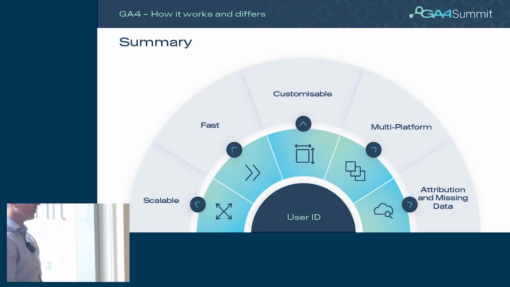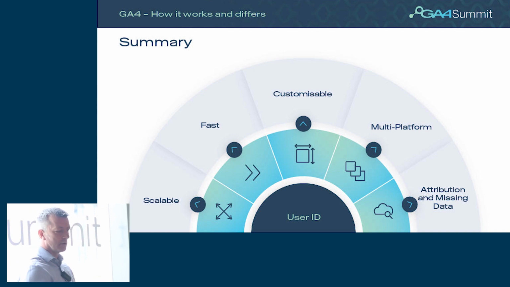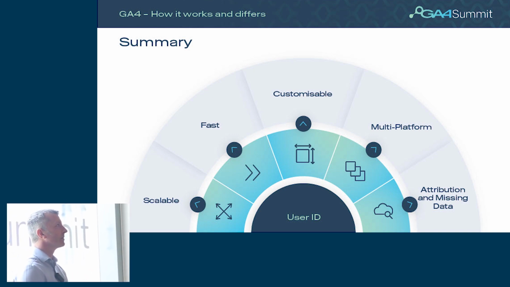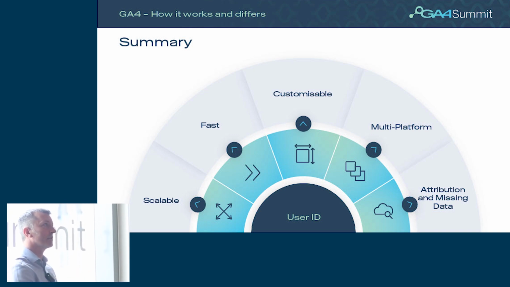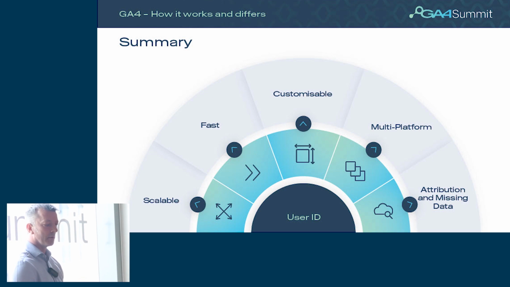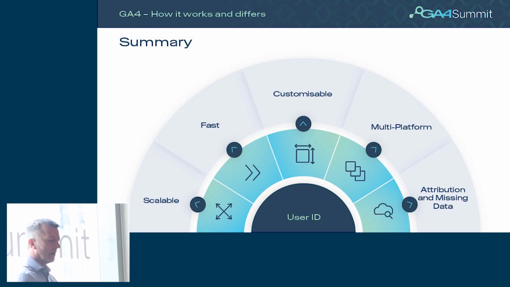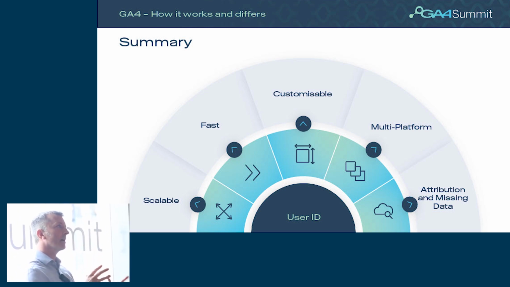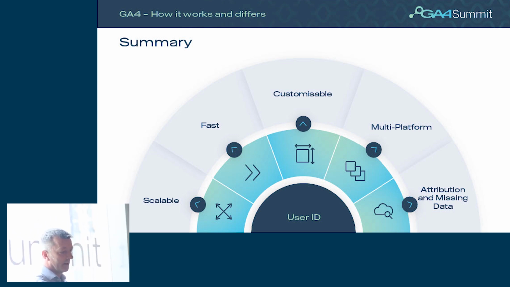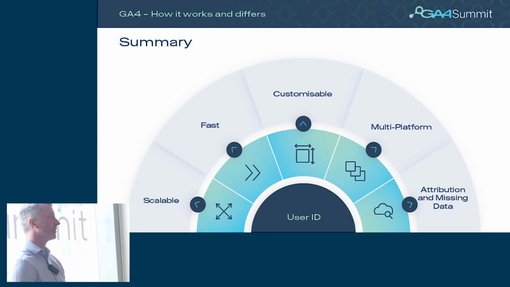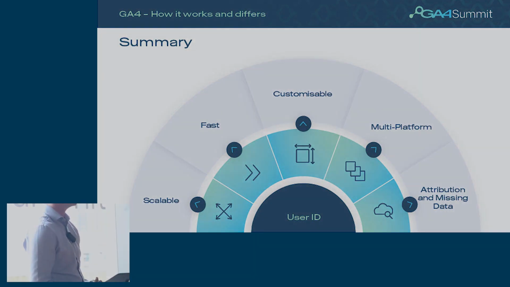So yeah, just a quick summary on those key differences. There's a lot of differences, but there's the key ones I've touched on and how they tackle the challenges that we're up against these days. It's more scalable, it's faster in how it works. It's a customizable framework, so there's a bit of onus to set it up how you want it. This common schema is designed to work across different platforms, apps and websites. And the big thing is it aims to fill in the missing data and attribute in a better way, really.